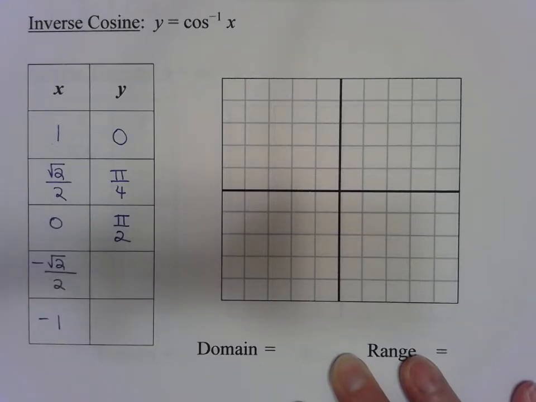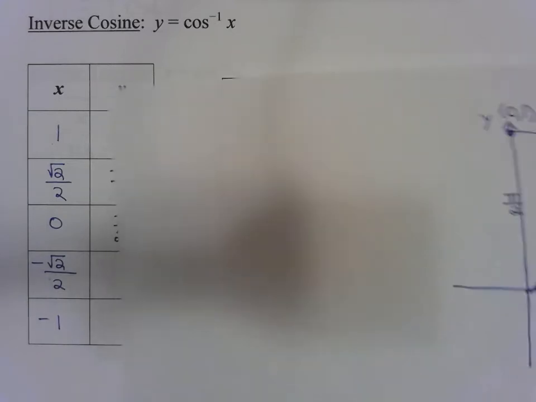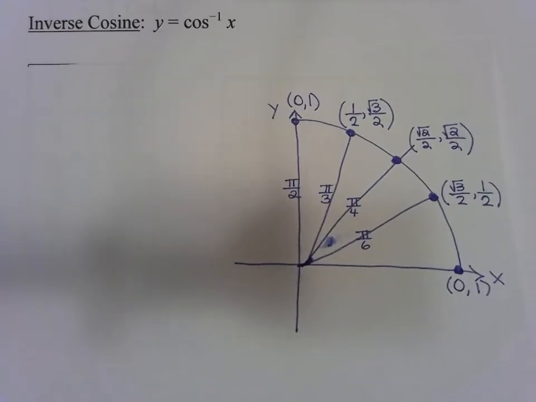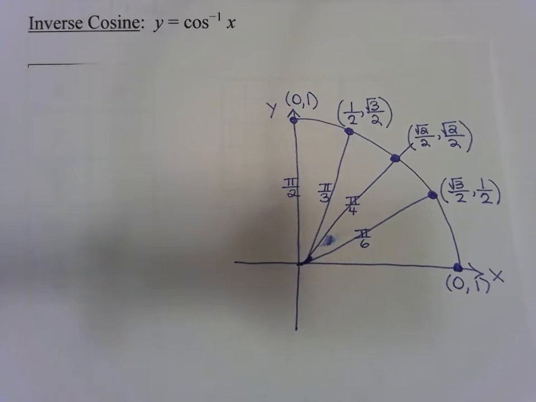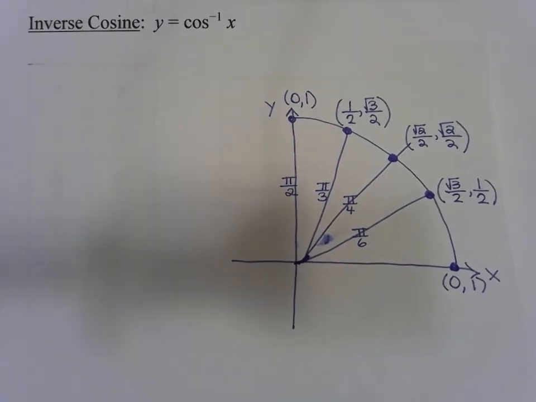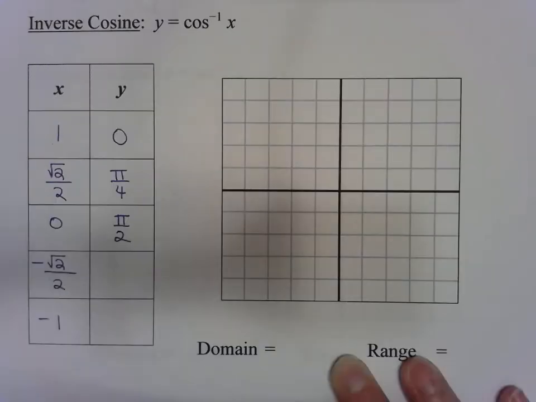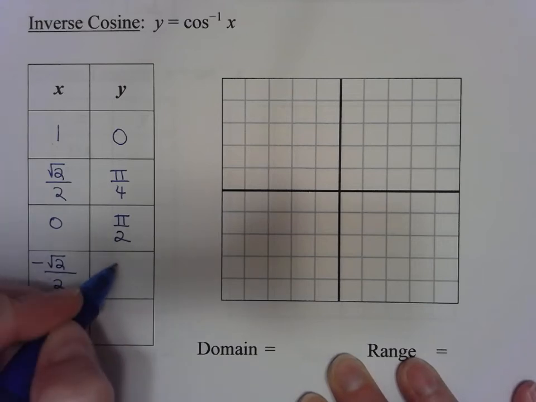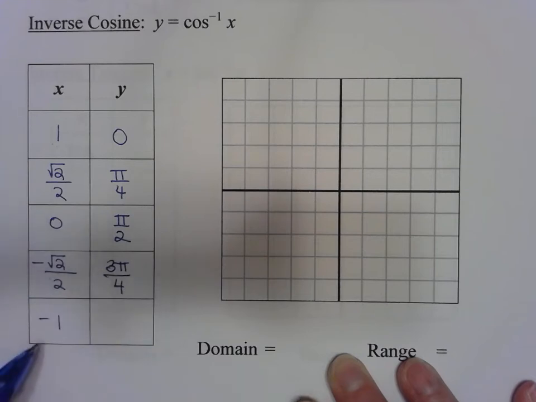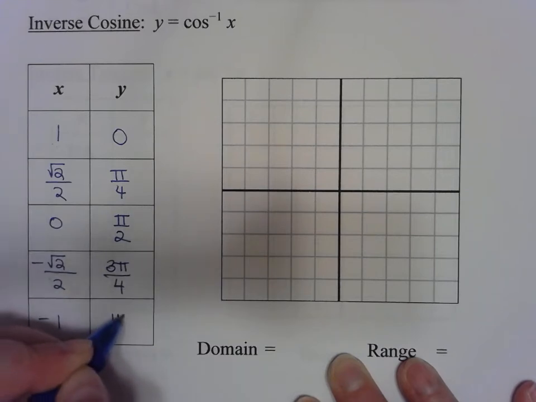And in all honesty, in my head, I'm thinking about the unit circle when I do these. So I'm thinking about where those values come from when I use my unit circle. Negative square root of 2 over 2 is going to be past the 90-degree mark, so 3 pi over 4. And then -1 would be at pi.